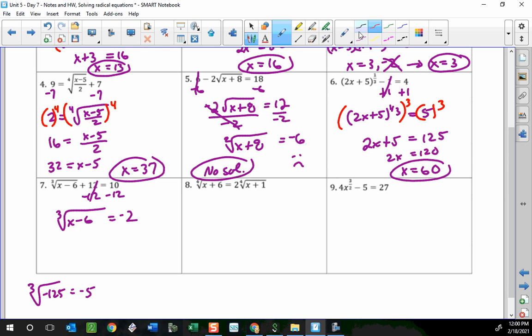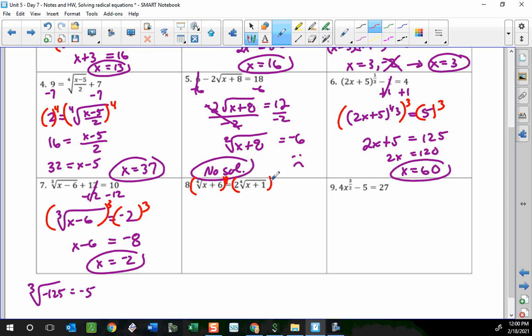So I'm ready to go ahead and cube both sides. So the left side pops out x minus 6, the right side, negative 2 cubed is negative 8. Add 6 to both sides, I get negative 2. All right, for number 8, there's nothing to clean up. This 2, if I divide it over here, it's going to be in front there as a 1/2. I feel like that looks worse. So right now we're ready to just fourth power both sides.